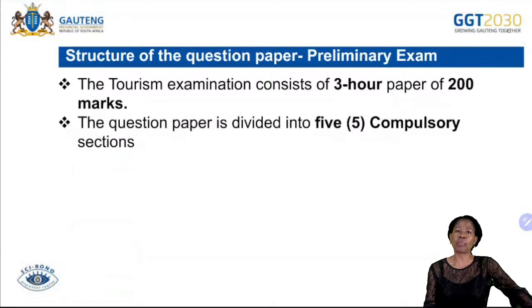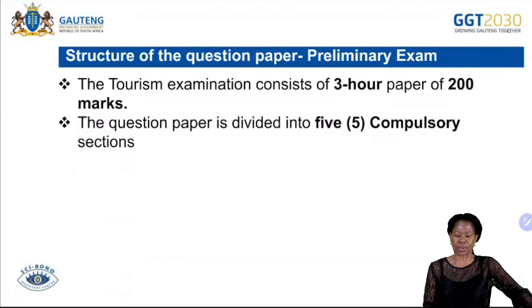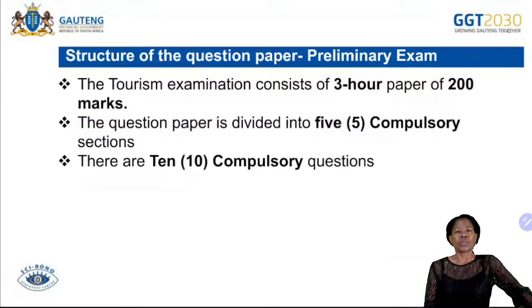And then our question paper is divided into 5 compulsory sections. You are not going to choose what you want to write. All the sections, they are 5, from section A until section E. And then all the questions in those sections are compulsory. There are 10 compulsory questions. You are going to write for 3 hours, 10 of them in 5 sections.